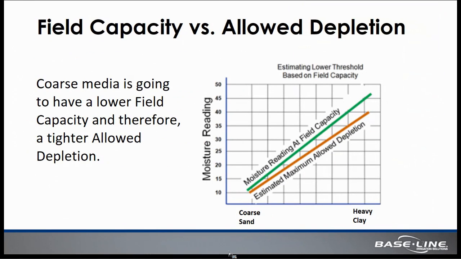So if we look at field capacity versus allowed depletion, coarse media is going to have a lower field capacity and therefore a tighter depletion than a heavy clay or a tighter soil. So having the ability and being able to recognize the different moisture readings at field capacity for different soil types can help us make better decisions as to how we need to irrigate based on that allowed depletion to achieve our objectives.